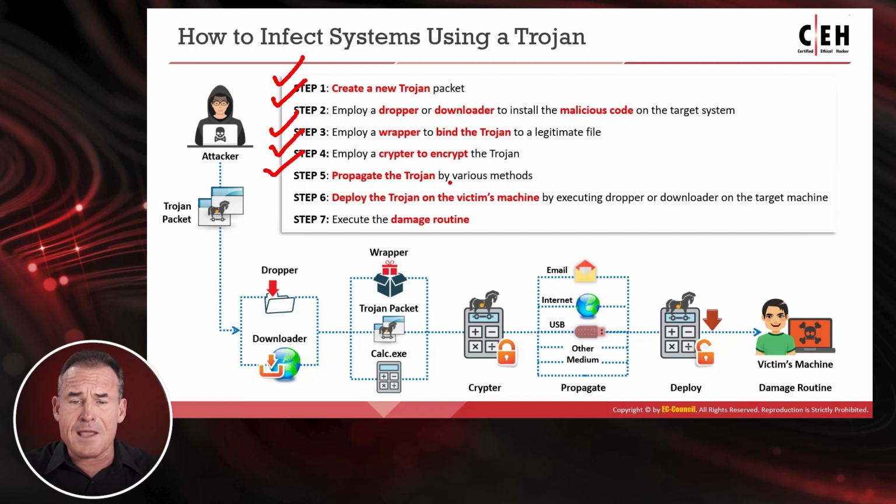Step five, propagate the Trojan by various methods. Step six, deploy the Trojan on the victim's machine. And step seven, engage or access the Trojan. Execute the damage routine, whatever that may be.